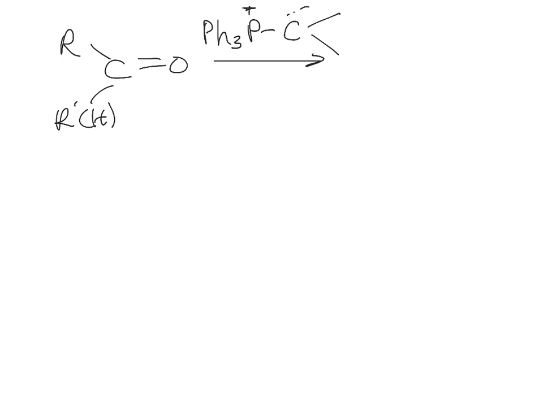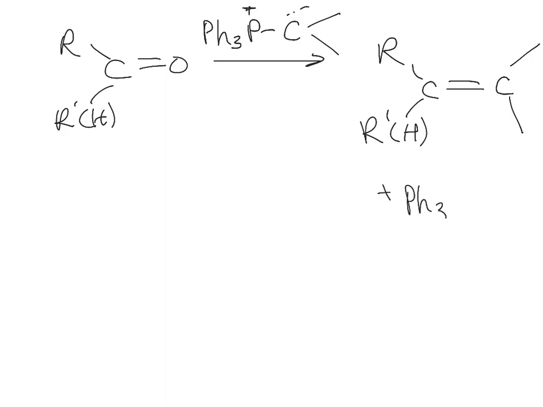So that Wittig reagent attaches, and what your product looks like is R2C. So you still have the same pieces left over from your carbonyl, but instead of being double bonded to an oxygen, now it's double bonded to the carbon that was on the Wittig reagent with whatever pieces it had. It forms one new sigma bond and a new pi bond, and then your byproduct is triphenylphosphine oxide.